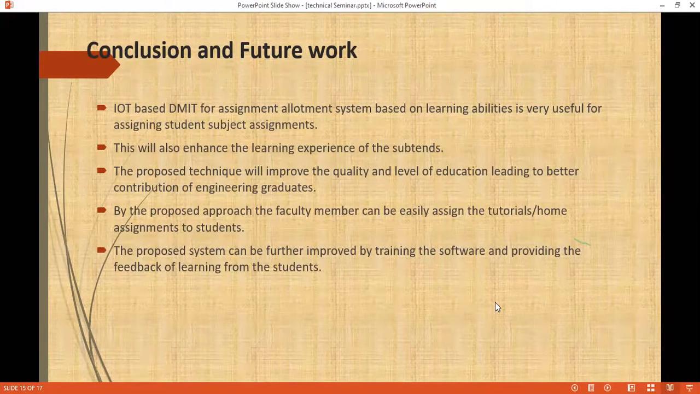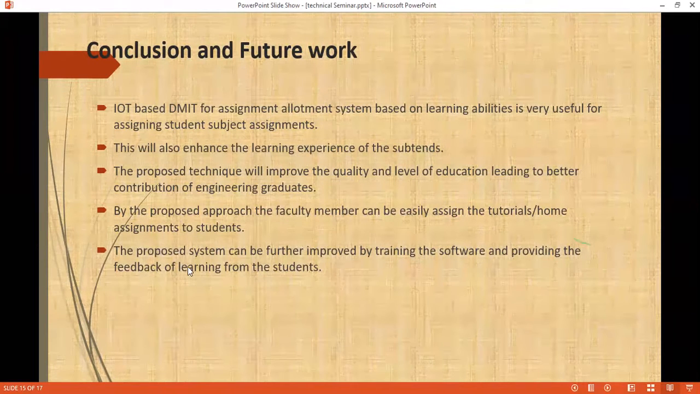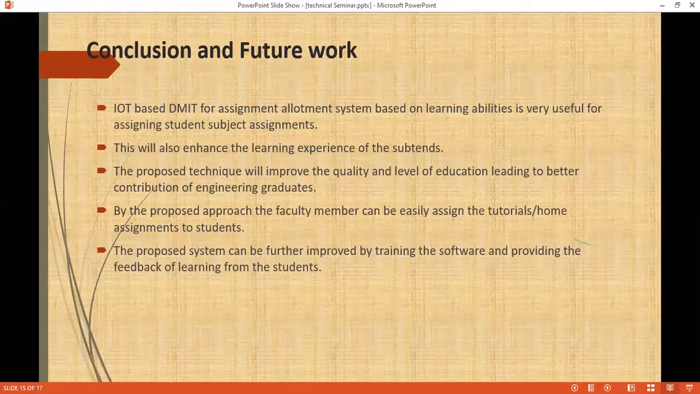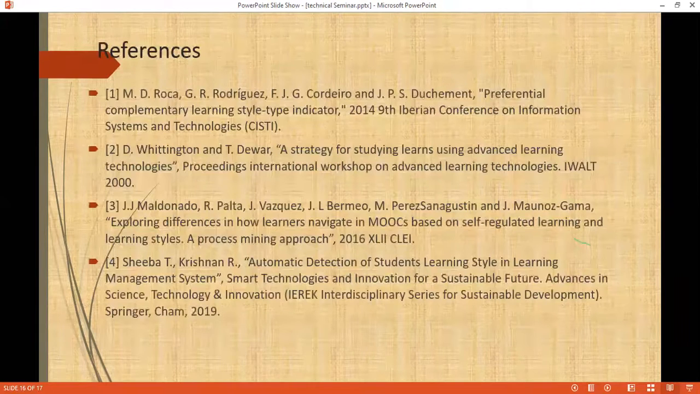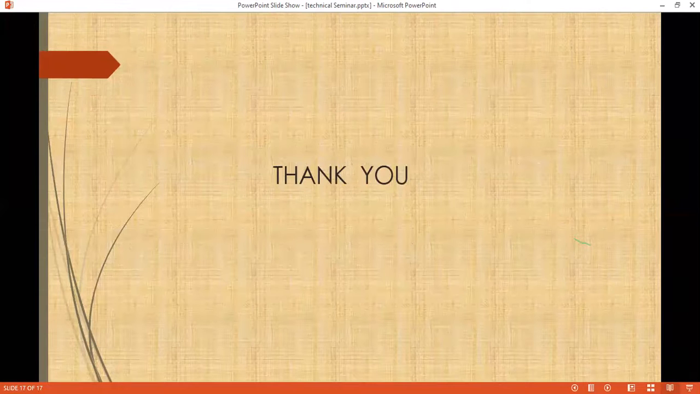The proposed system can also be improved further by training the software and providing feedback of learning from the students. This is the future enhancement point. They can further develop and improve by training the software, like getting the feedback from the students. These are the reference papers that I went through. Thank you.